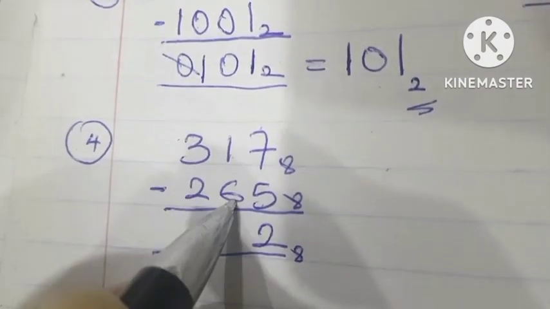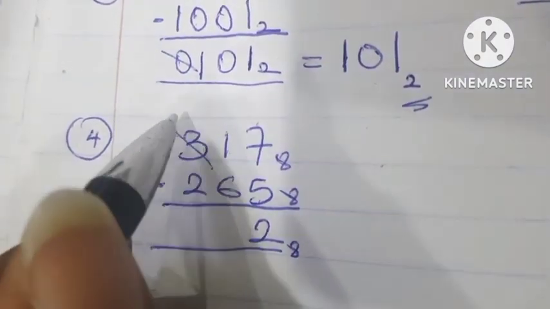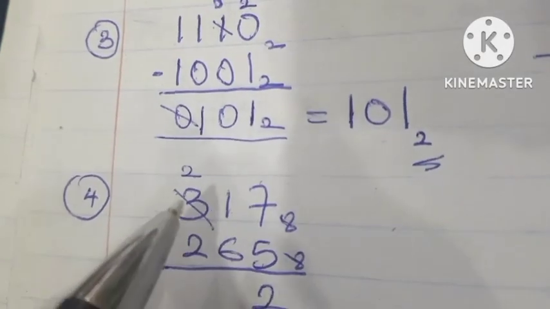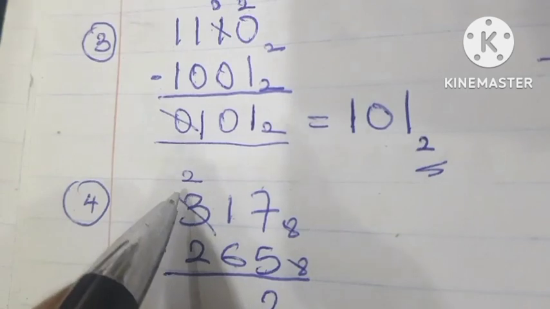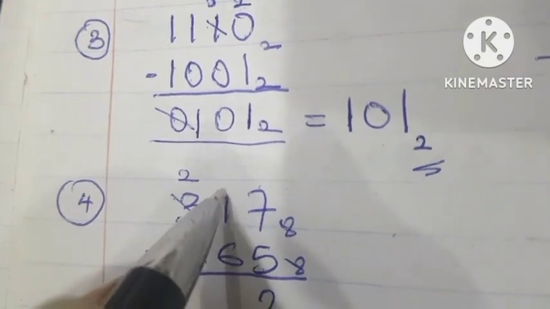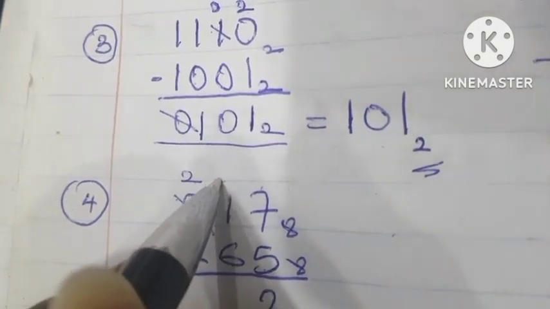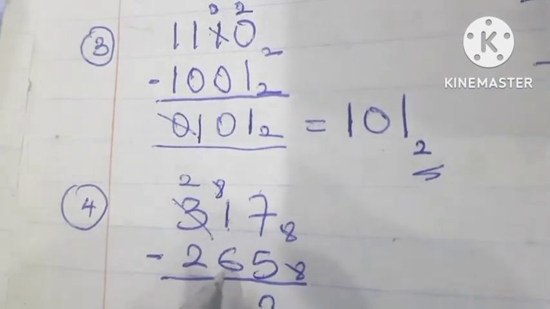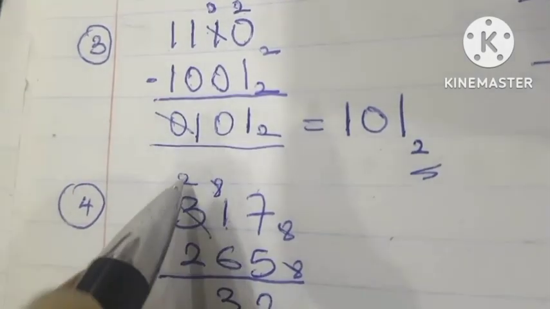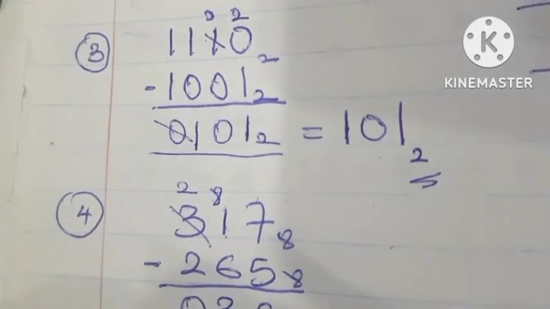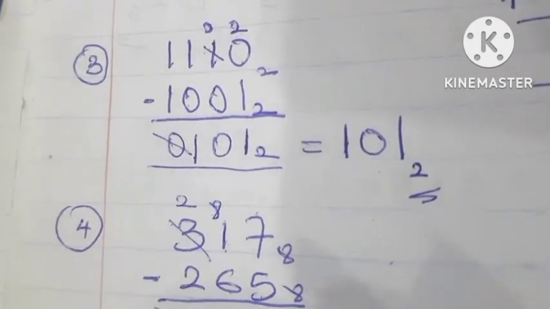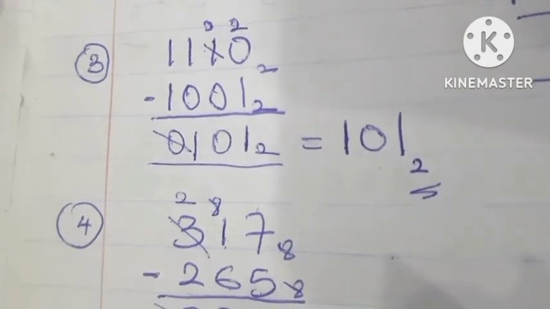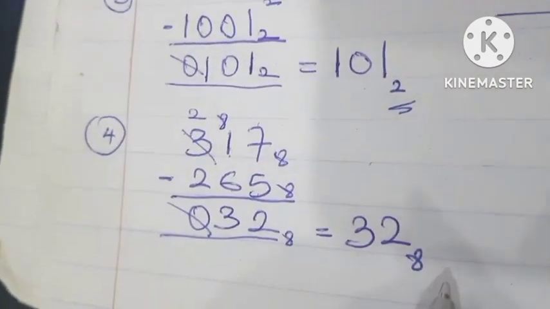Now, 1 minus 6 is impossible. I will borrow 1 from here, remaining 2. Bring it here to become the base, which is 8. 8 plus 1 will give me 9. 9 minus 6 will give me 3. Then 2 minus 2 will give me 0. So this 0, you don't need it. And your final answer will be 3, 2 base 8.